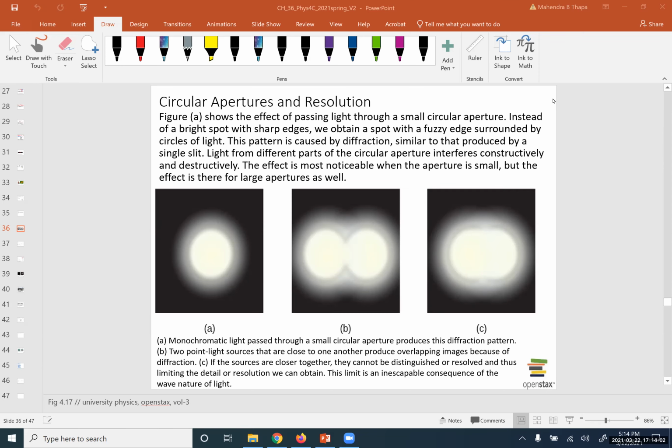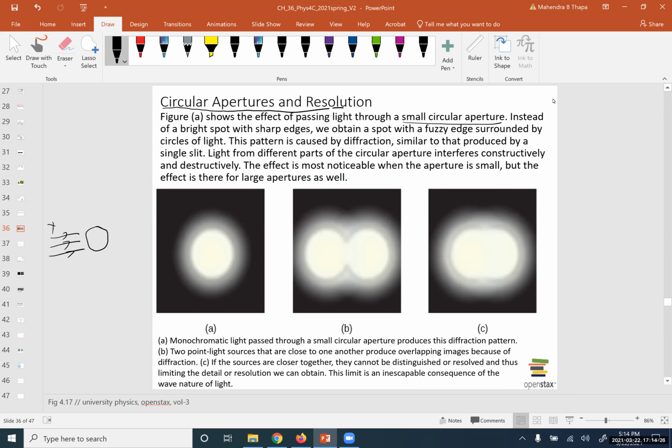So let's talk about this circular aperture and the resolution. In this picture, if your light passes through a small aperture, a small hole like this, say we are passing single color light, maybe yellow, or we can use any color.